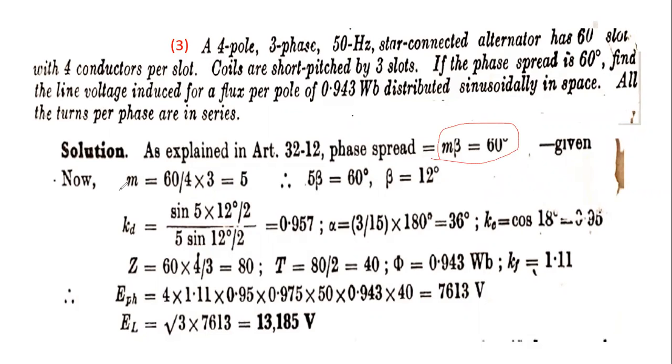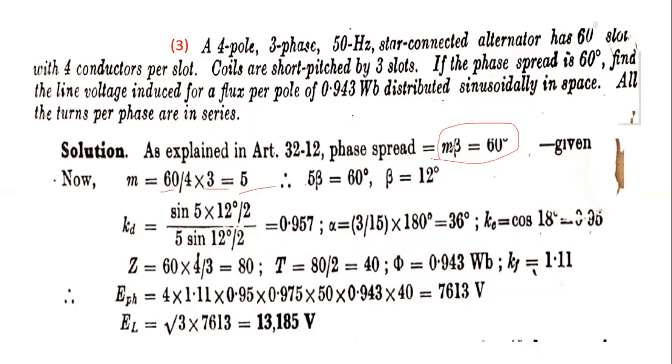First we calculate the m value. How will that m value be calculated? That is number of slots by conductors into phase. How many slots are there? That is 60 slots, by 4 conductors per slot, and conductors per phase means into 3. Then we obtain 5. m is equal to 5.